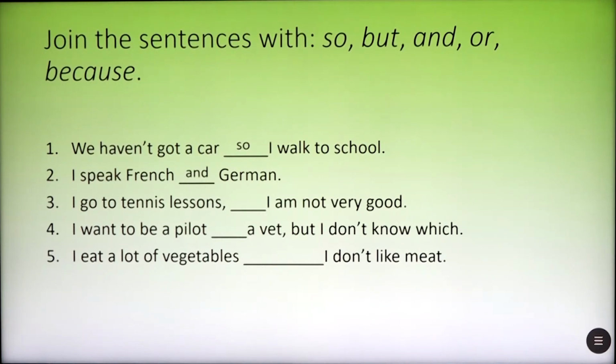Third one, I go to tennis lessons, but I'm not very good. Fourth one, I want to be a pilot or a vet, but I don't know which. Fifth one, I eat a lot of vegetables because I don't like meat.